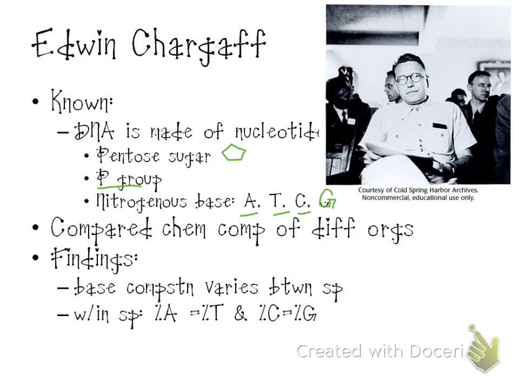And he compared the chemical composition of different organisms' DNA, and he found that the composition of the bases varies between each species, and within a species, the percentage of A equals the percentage of T, and the percentage of C equals the percentage of G. Like in humans, you have 30% A, 30% T, approximately 20% C, 20% G.